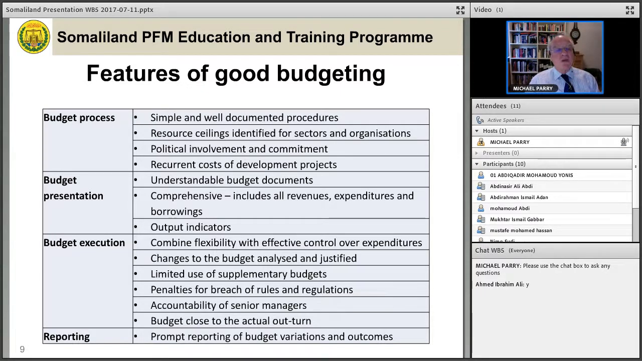You should try to minimise the use of supplementary budgets, virements in fact. Generally, you should try to get your budget as far as possible right in the first place, so you don't need supplementary budgets, virements. And if there are breaches of budget rules and regulations, then there should be penalties. People should be made to pay for those, which is linked to the accountability of senior managers.